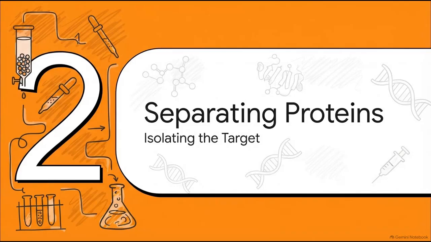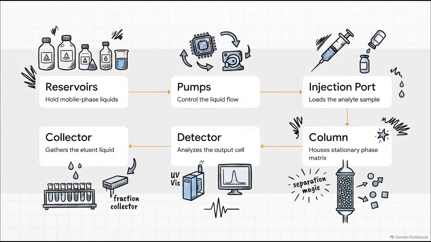Moving right along to Section 2, separating proteins with chromatography, isolating the target. Right, so now that we have our structural concepts locked in, अगर हम एक specific protein को isolate करना है, we first have to separate it out from a really complex biologic sample. And this is exactly where liquid chromatography comes into play.